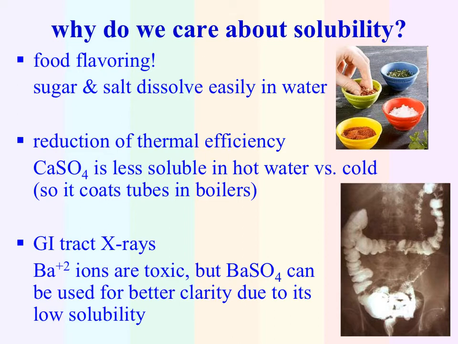Areas where solubility is maybe less intuitive is the thermal efficiencies associated with equipment that heats our water. Calcium sulfate, for instance, is less soluble in hot water than in cold water. So what ends up happening is that the tubes and surfaces inside boilers that produce hot water in large buildings can end up having coatings that affect the transfer of heat into the water, subsequently lowering the efficiency of your boiler.